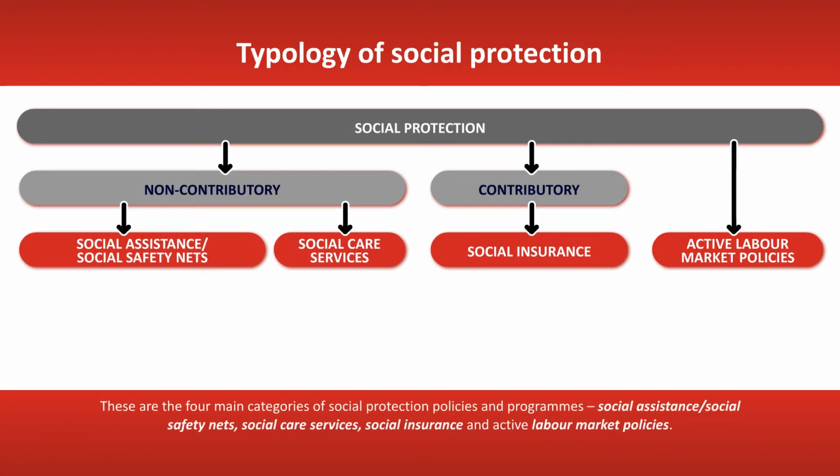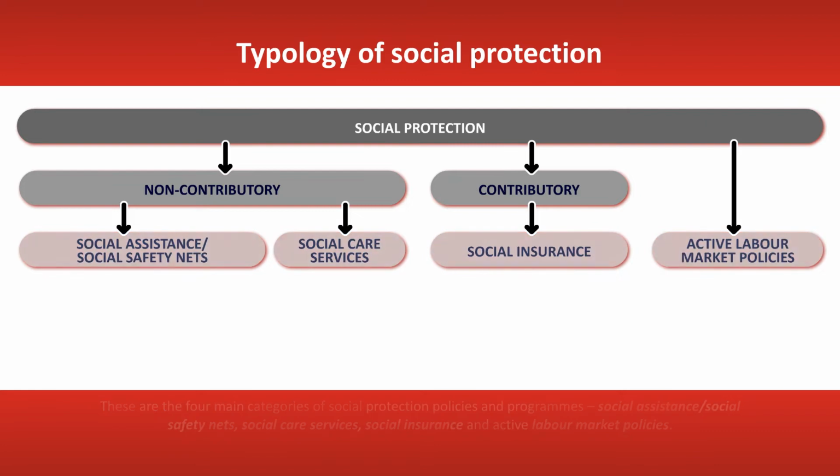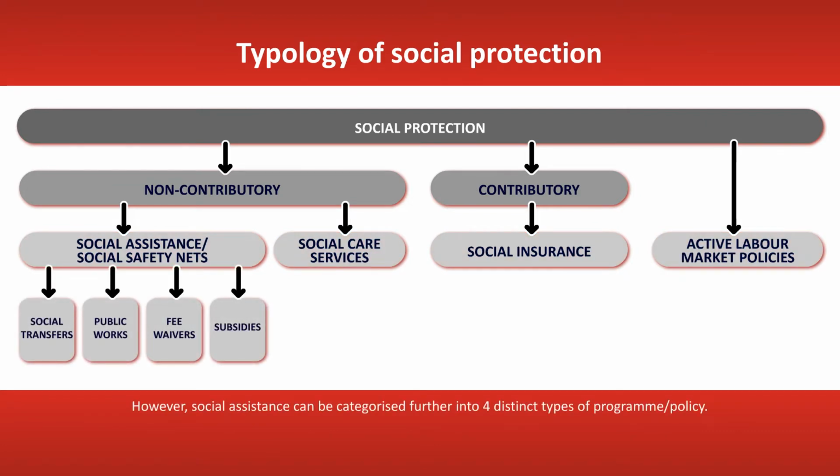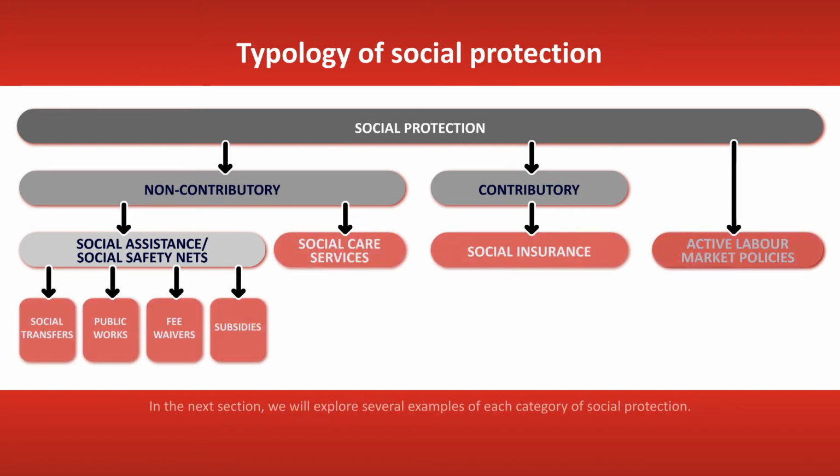These are the four main categories of social protection policies and program: social assistance or social safety nets, social care services, social insurance, and active labour market policies. However, social assistance can be categorized further into four distinct types of program or policy. In the next section, we will explore several examples of each category of social protection.